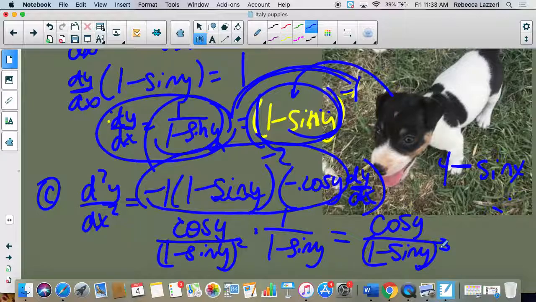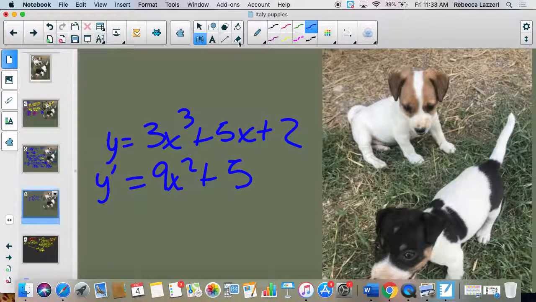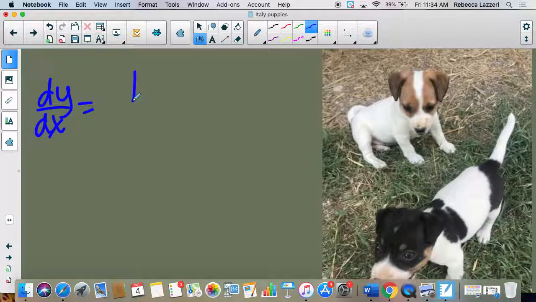So I'm going to do the quotient rule. Even if you got this right, I'm doing it for another reason, just to show you the algebra that happens. So what did I have? dy over dx equals 1 over 1 minus sine y. Was that my first derivative? Yes. Okay, so we're going to do the quotient rule for d2y over dx2.